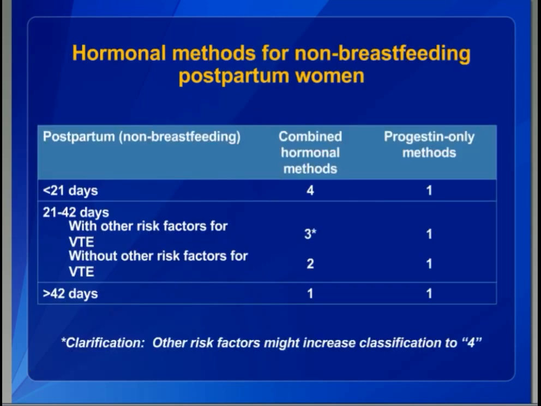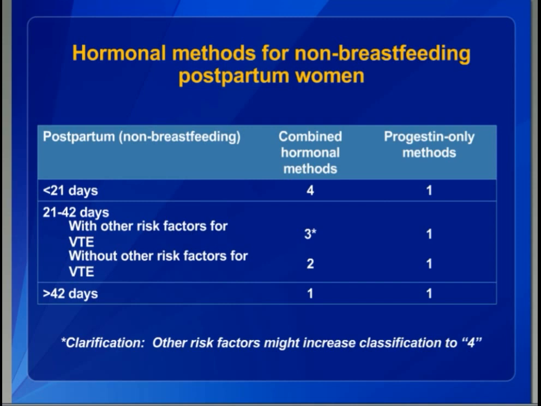Because postpartum women are at increased risk for venous thromboembolism, or VTE, there is concern that the use of combined hormonal methods, which again include pills, patches, and rings, may further increase her risk of VTE. Therefore, combined methods should not be used immediately postpartum, but they become an acceptable option outside of the immediate postpartum period as VTE risk returns to baseline.